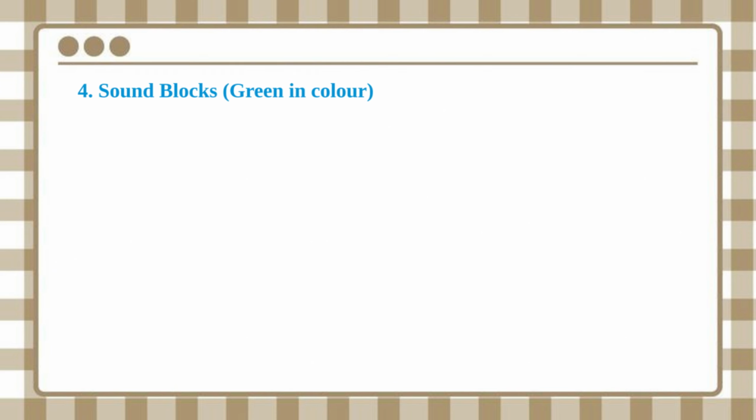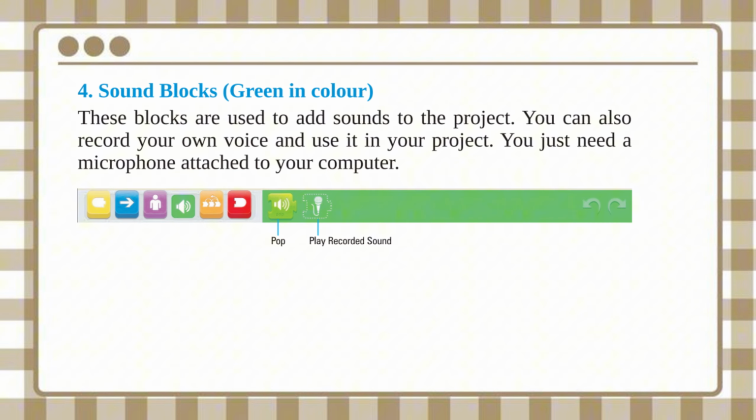4. Sound blocks, green in color. These blocks are used to add sounds to the project. You can also record your own voice and use it in your project. You just need a microphone attached to your computer.